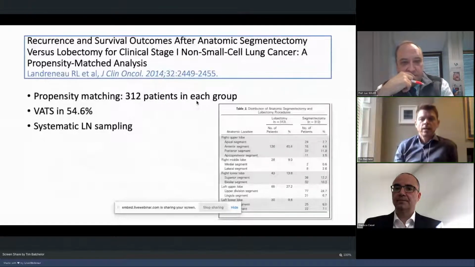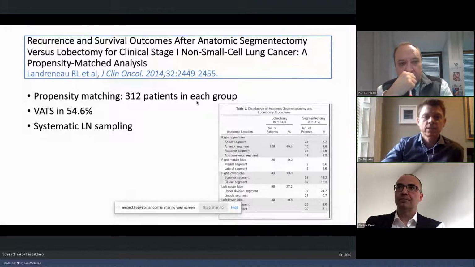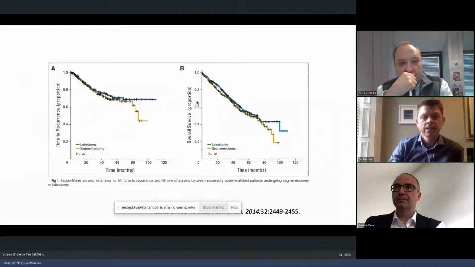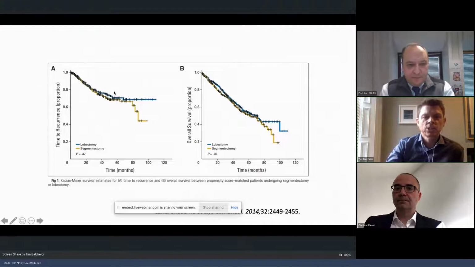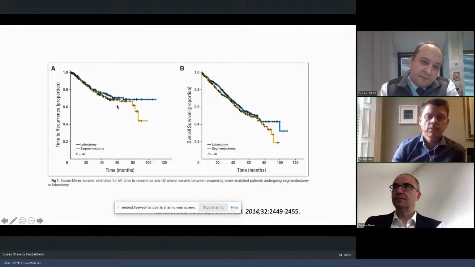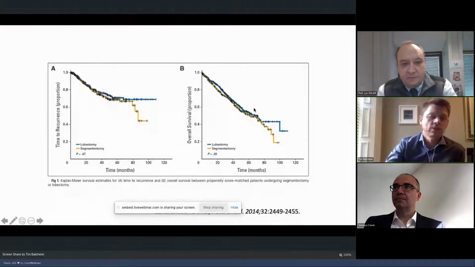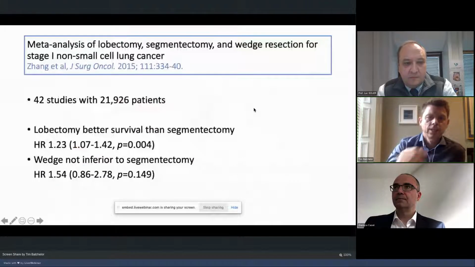Landreneau is one of the biggest proponents of segmentectomy in the US. So he went one step further from his case series and looked at propensity matching. 300 patients or so in each group all had systematic lymph node sampling, and over half the patients had VATS. What did he find? Well, in terms of recurrence, no difference in recurrence in the segmentectomy and lobectomy groups, and similarly no difference in survival either.